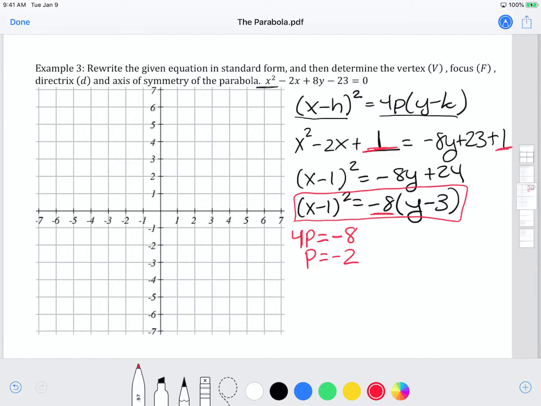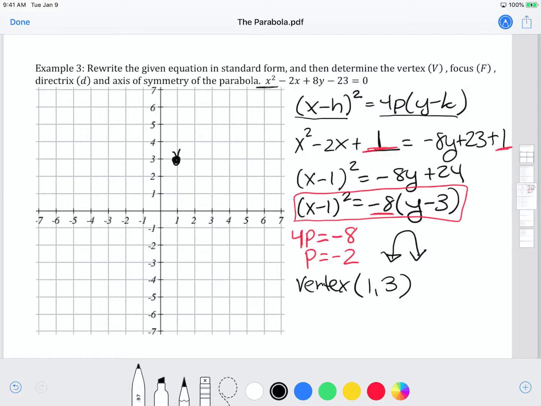I know that it opens either up or down because what's being squared is the x, and then to narrow it down whether it's going to open up or open down is when we look to see what the coefficient is. Our value of p is negative 2, so that means it's going to open down. My vertex is my h and my k, so (1, 3).